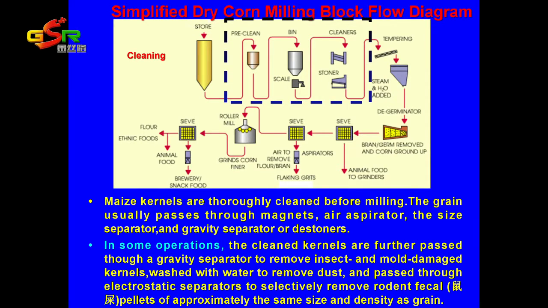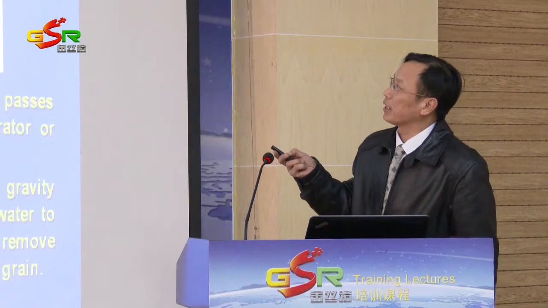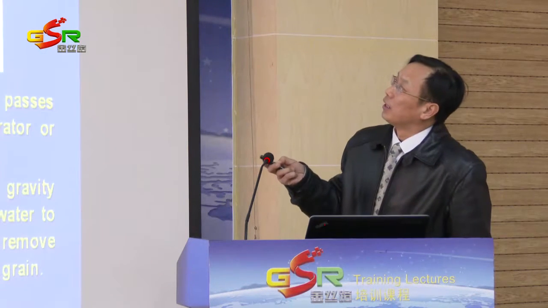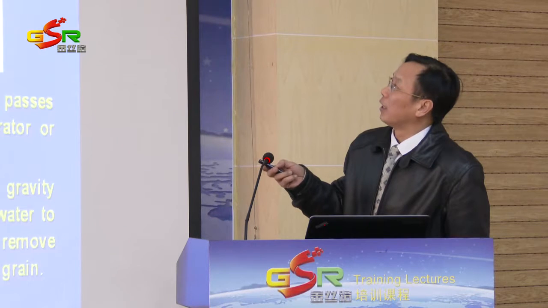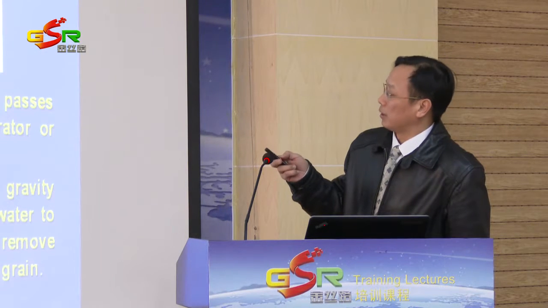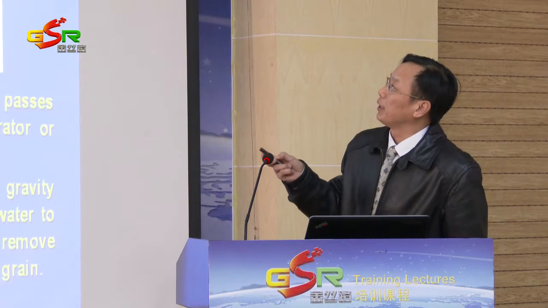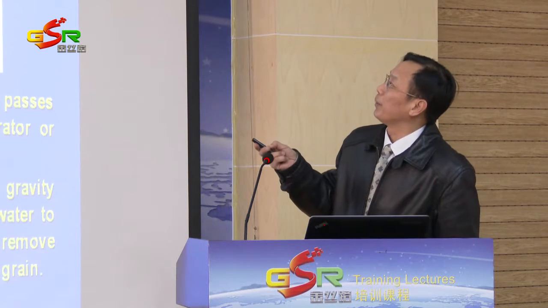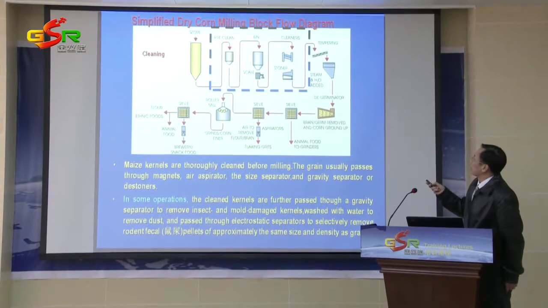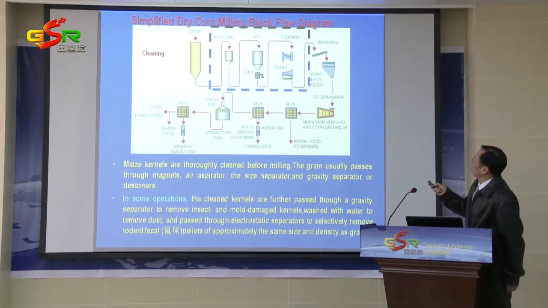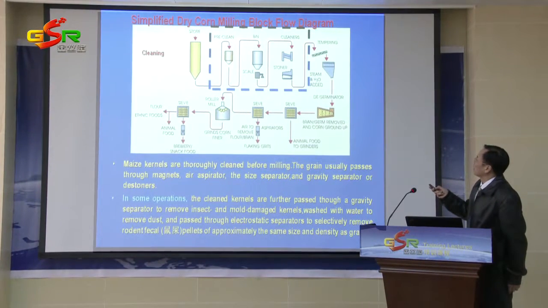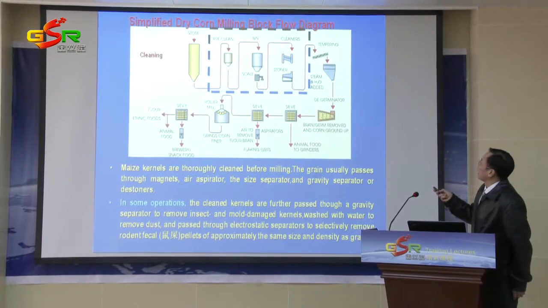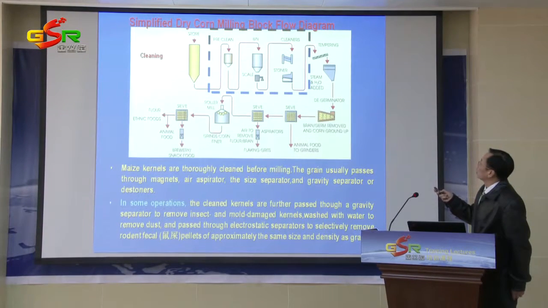This figure shows the cleaning process in corn milling, the milling process. From this figure, we can find the corn should be passed through the sieve separator, the gravity separator, and some other equipment to clean out the foreign material.